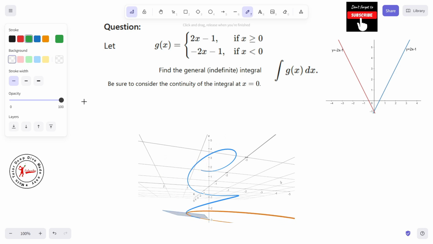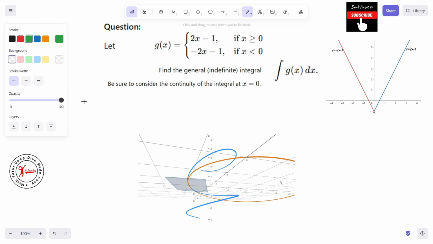All right, let's break this down carefully. First of all, understand the function's shape. This function, g of x, is defined in two pieces. When x is greater than or equal to 0, it's equal to 2x minus 1. When x is less than 0, it's equal to negative 2x minus 1. So visually, if you sketch this in your mind, it's going to look like a sharp V shape.